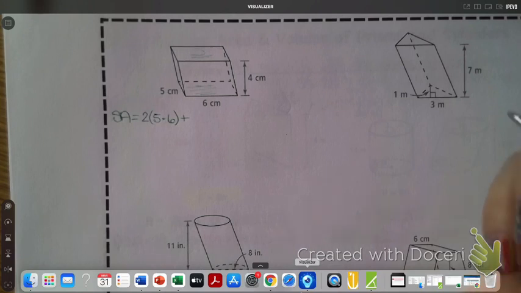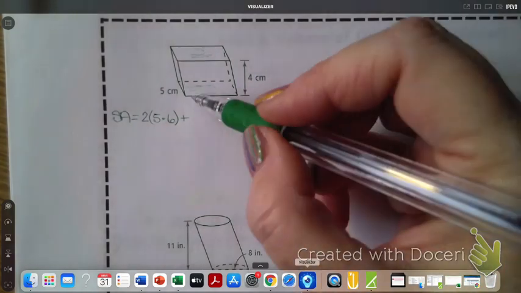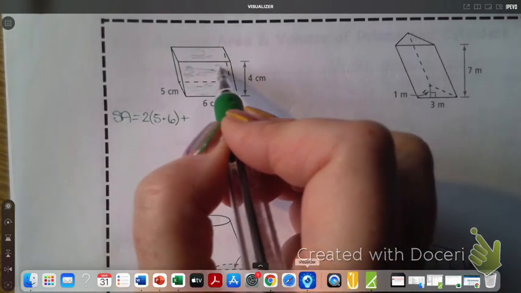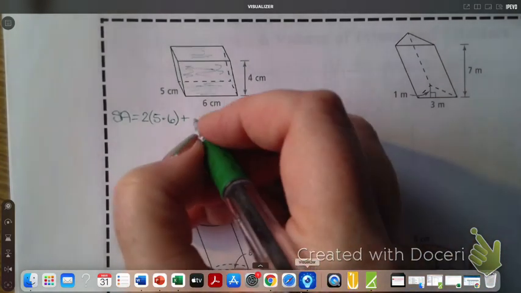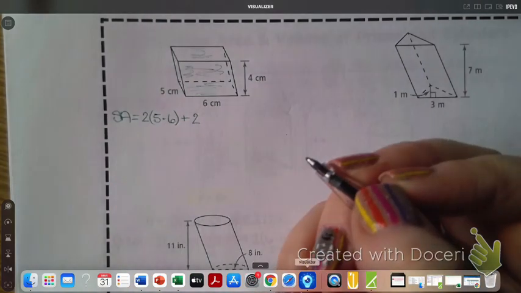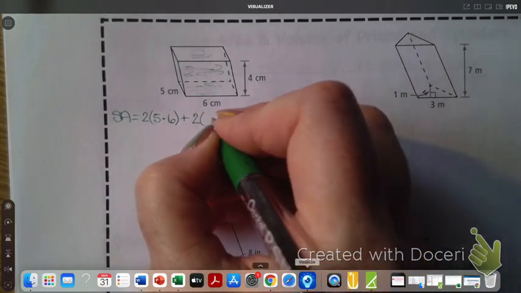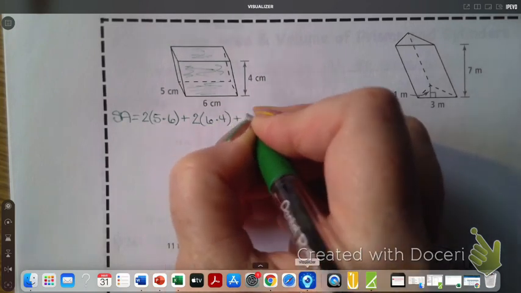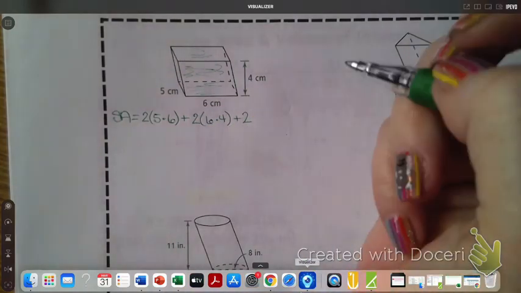6 by 4. So 6 by 4, that's the front and the back. So you got how many of those? 2 of them, right? So you're going to have 2 times 6 times 4. And you got 2 more sides, don't you? And they're going to be the same here.